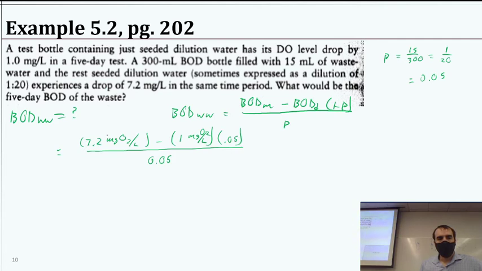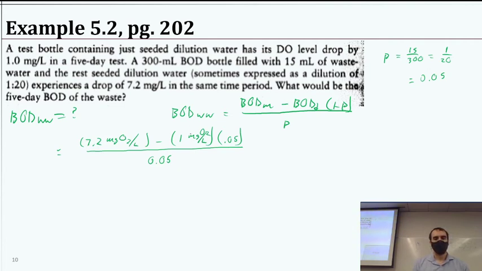So in our mixture, we had a drop of 7.2 milligrams per liter. It doesn't give us any information about the starting point of the oxygen, but it did give us the amount that it dropped. So even without knowing what we started with, we should be able to know how much it dropped because they gave that to us. So we don't need the DO initial per se. We can just say 7.2 is the total drop here.